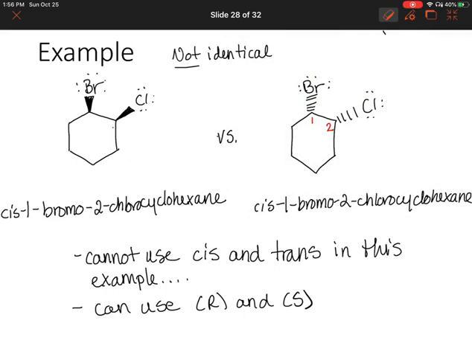All right, so let's try to find some stereocenters here so that we can actually tell these two molecules apart. We can't use cis or trans in this case, so we have to use R and S. I already see a stereocenter at carbon 1, and I also see one at carbon 2, and that will be true for both of these molecules. Now pause the video and assign R or S to these stereocenters, and when you unpause the video, we'll go over it together.